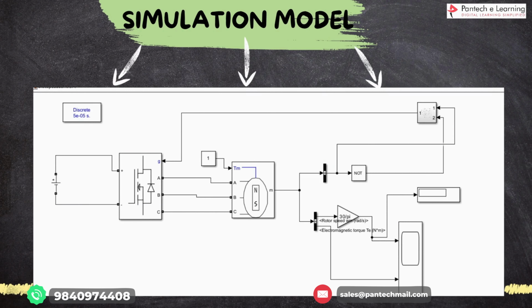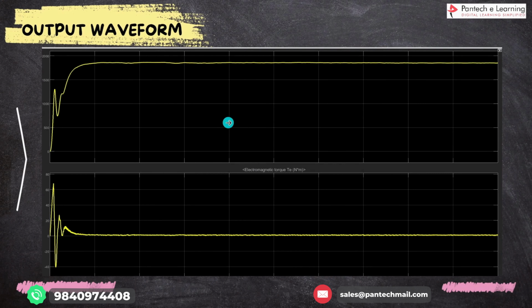Here I have used one universal bridge rectifier, and this is our brushless DC motor. We change the voltage to control the speed of the motor. So this is our simulation model, and this is our output waveform.